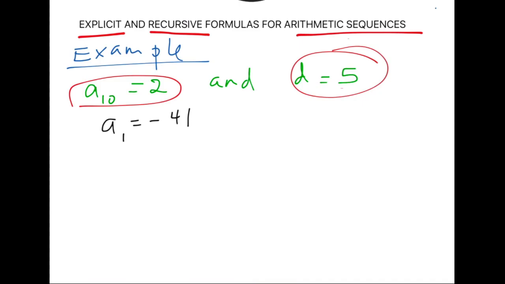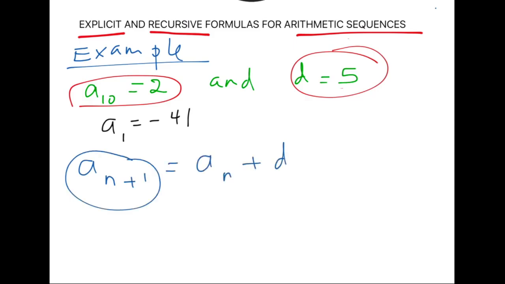We need that. The recursive form will be this: a_(n+1) is equal to a_n plus d. The next term, that's what n plus 1 means, is equal to the current term plus the common difference, which makes sense. Every time you add d to whatever you have, you end up with the next term. However, you cannot use the recursive formula unless you also have a1. a1 has to be given to you.